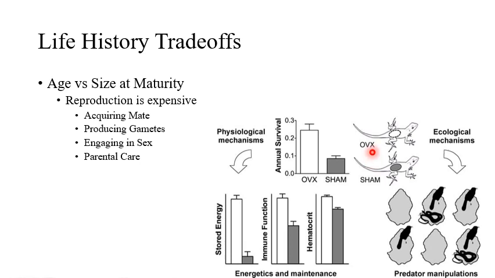And you can see the OVX organisms survive at a higher rate than the sham treated. They have more stored energy. They have a better immune system. And hematocrit is something to do with blood, right? So removing the ovaries increased survival of these lizards in several very important categories, but obviously reduces reproductive success. So reproduction is a cost, and just keep that in mind.